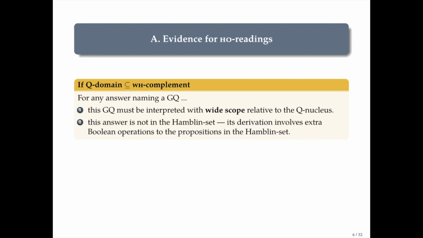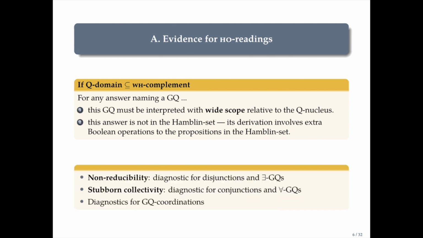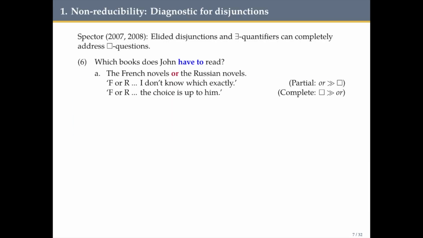Its derivation should involve some extra Boolean operations to the propositions in the Hamblin set. And in this session, I will show counterexamples to both predictions, showing that first-order readings are not sufficient. I will also present diagnostics for ruling in higher-order meanings into the Q domain, including diagnostics for disjunctive existential quantifiers and diagnostics for conjunctive universal quantifiers.